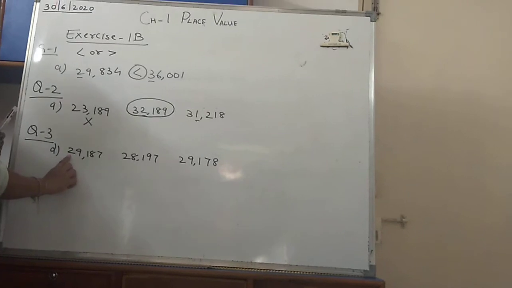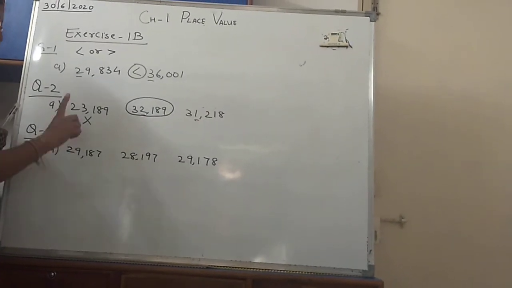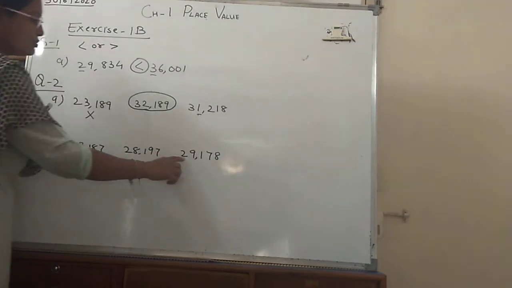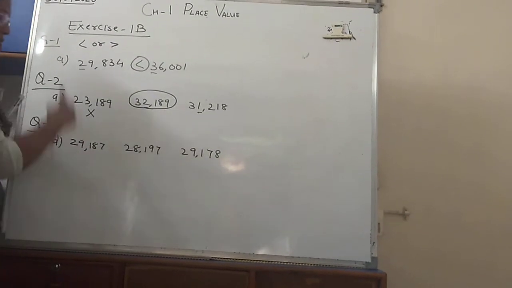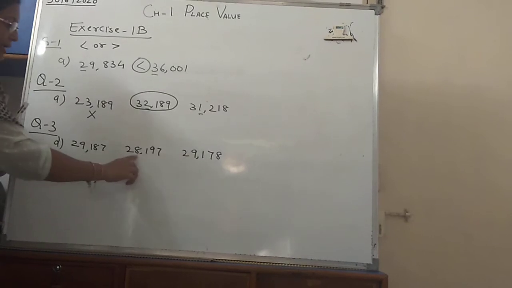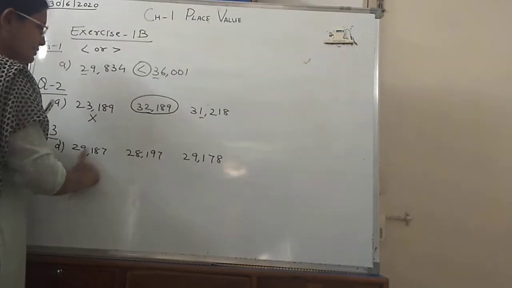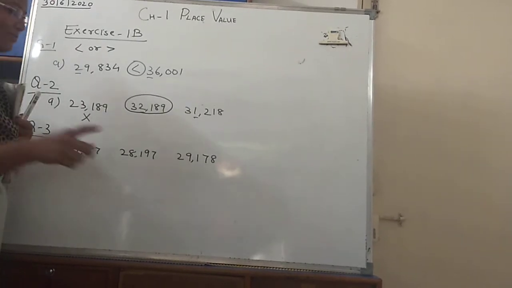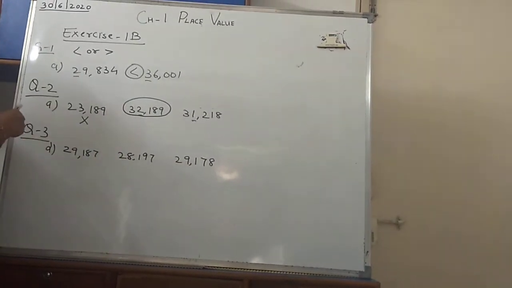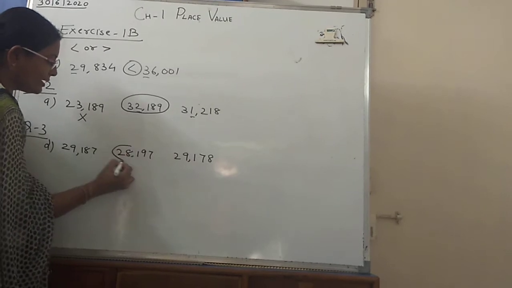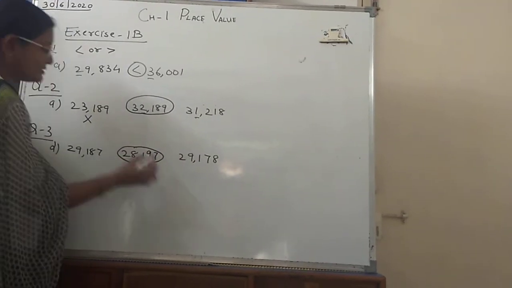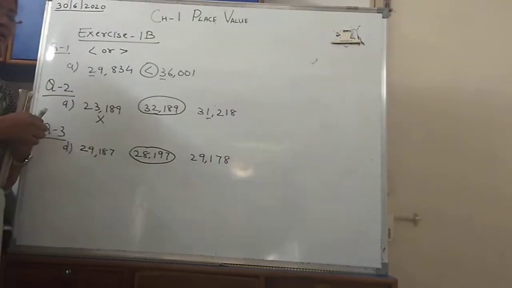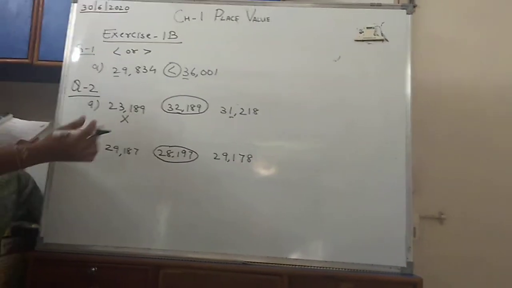That is, you have to compare each digit of the number. The first digit is 2, 2, 2. All are same. So now move to the next digit. 9, 8, 9. Here it is 9, here it is 9, here it is 8. We have to ring here the smallest number. 8 is the smallest number. So we get the answer, that is 28,197 is the smallest number from these three. Is that clear? This way you can do the other sums.